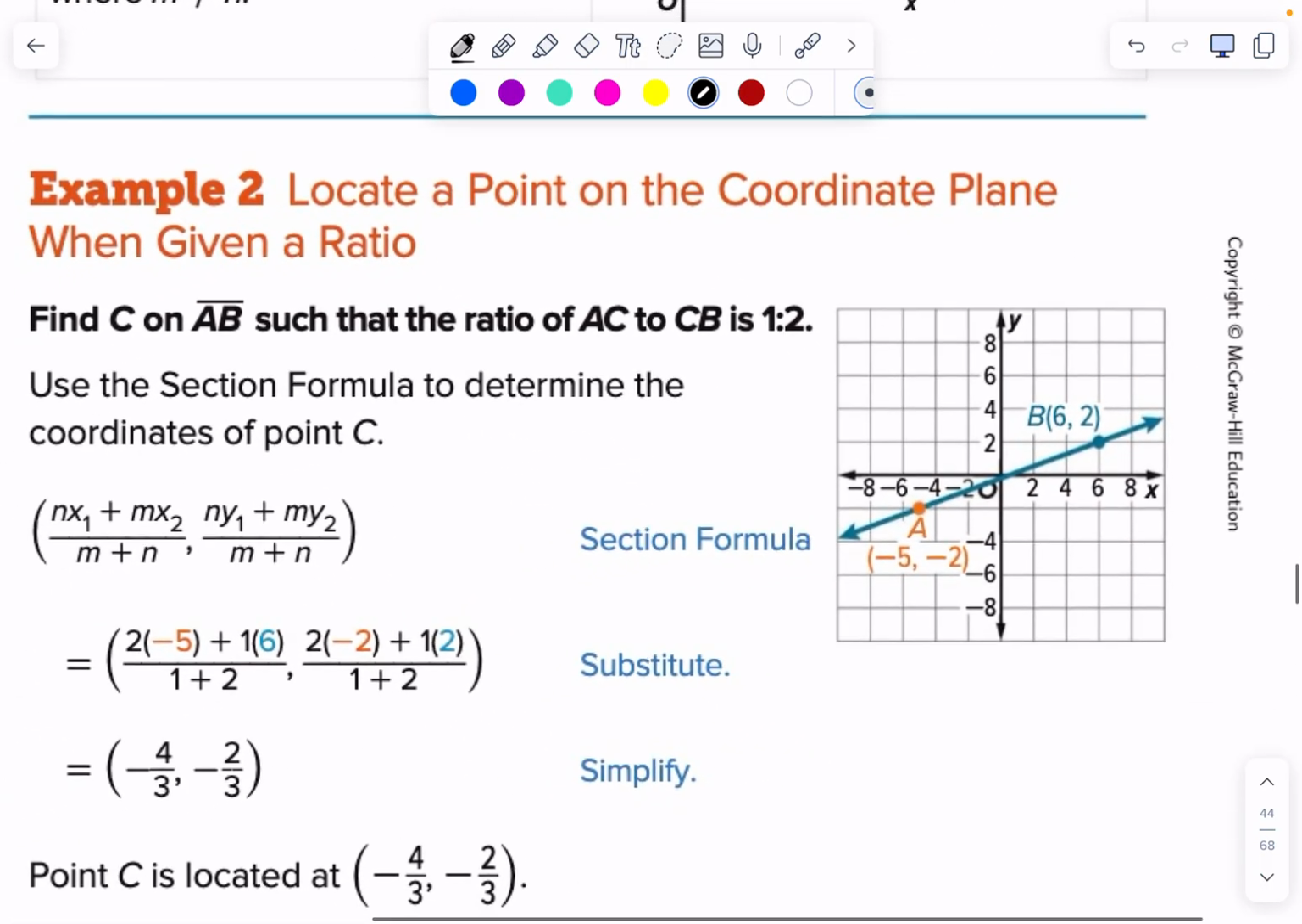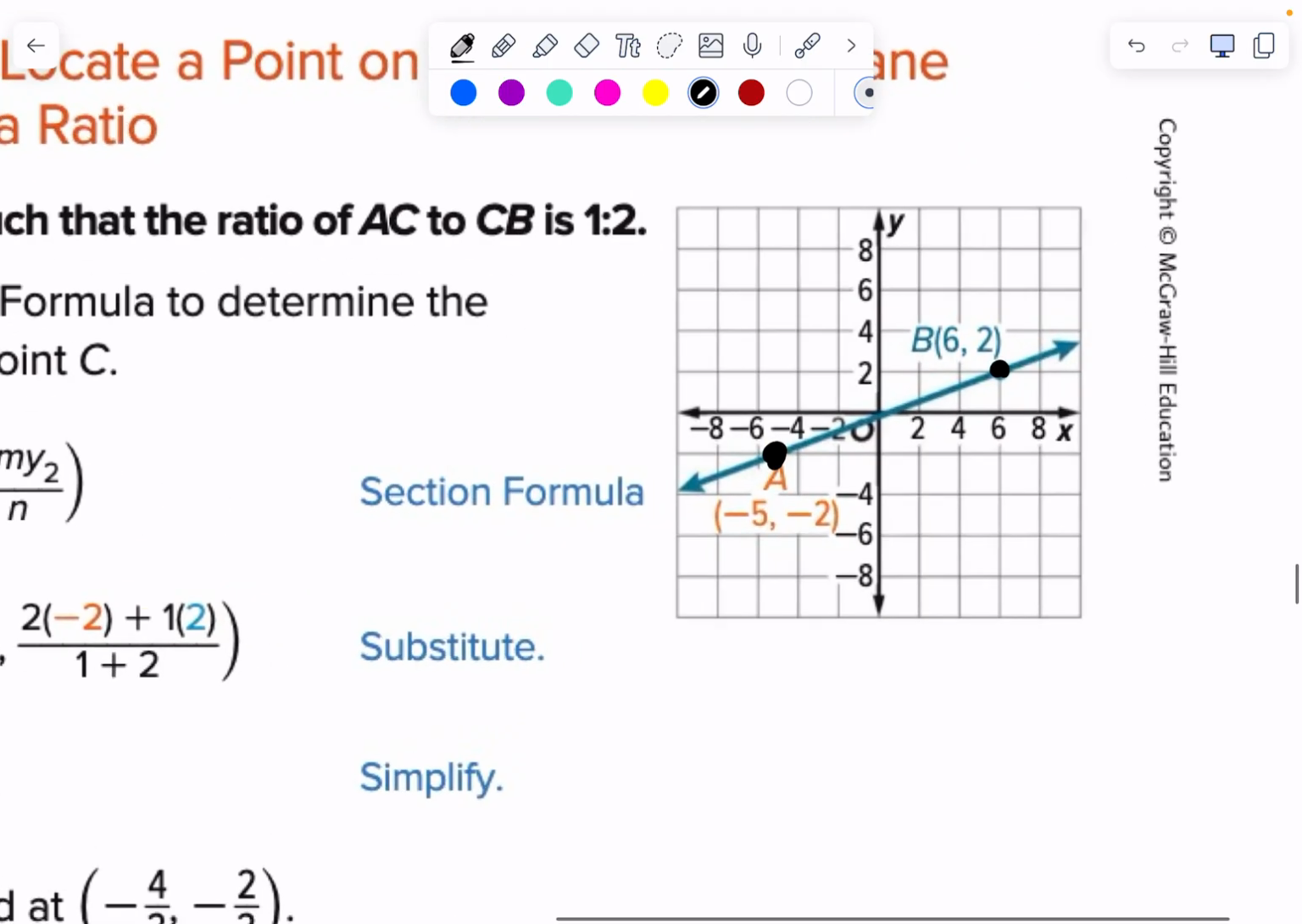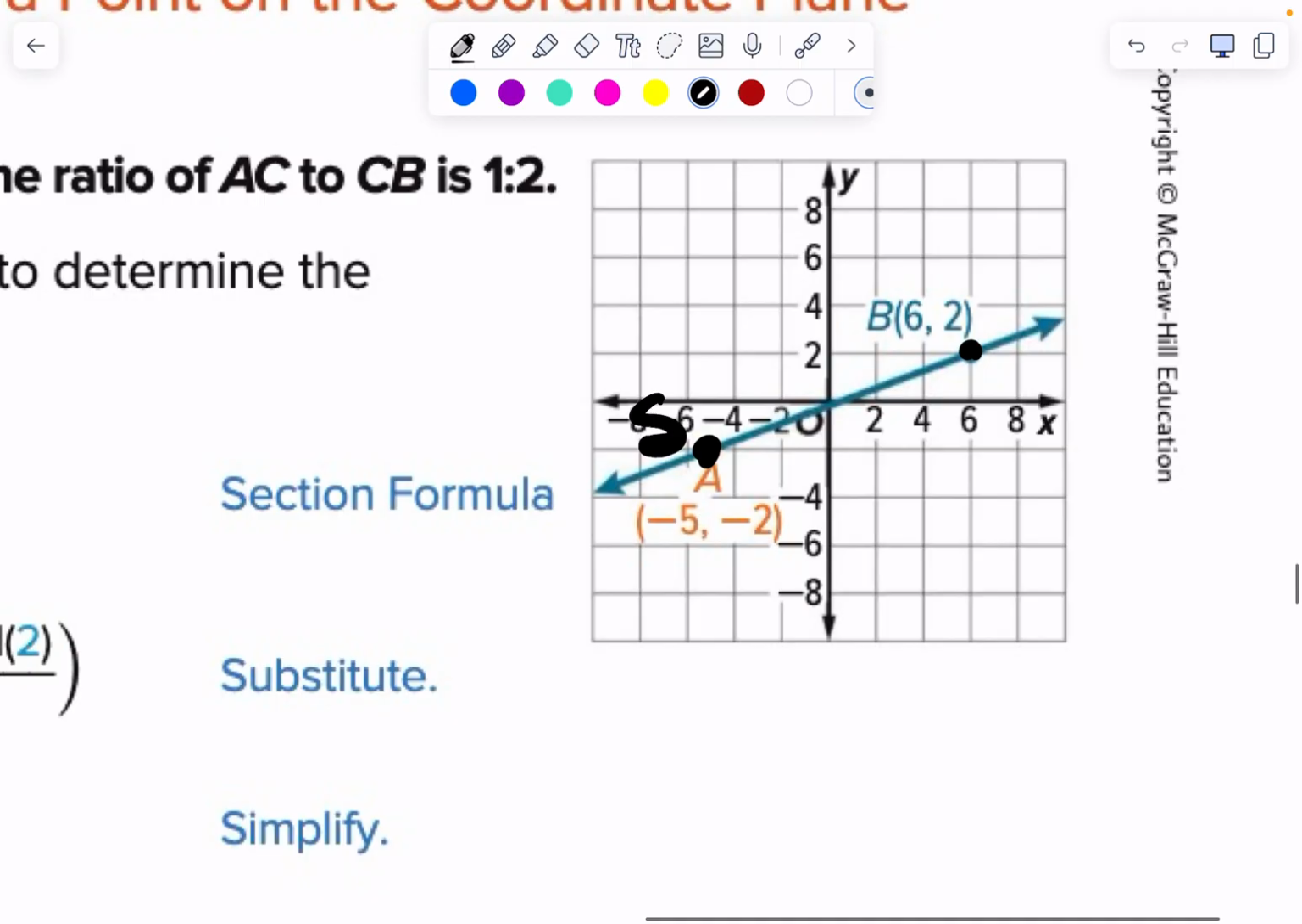All right, locate a point on the coordinate plane with a given ratio. Now they're doing the whole ratio thing to me, okay? All right, A is here, B is here. Are we starting at A? A is the start, B is the end, okay? Start and end. And I want C to live somewhere there, all right?